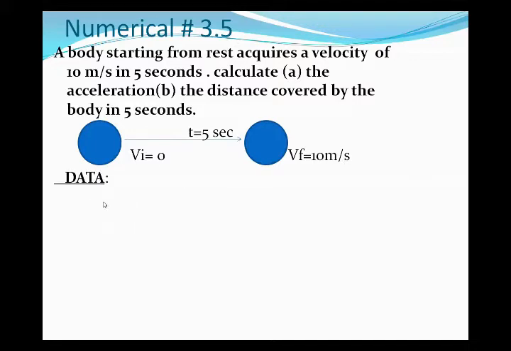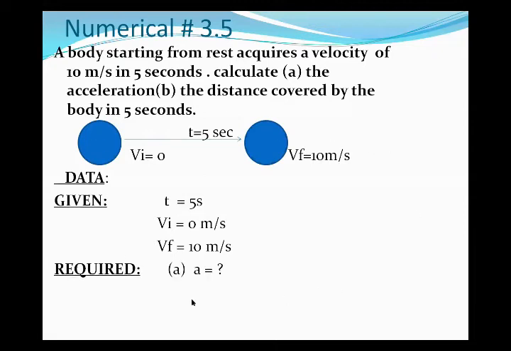So in the data, first we will write given. So in given, t is equal to 5 seconds, initial velocity is 0 meter per second, final velocity is 10 meter per second, which I have presented in this picture. So after that, what do we require? First we require the acceleration, then we require the distance. Acceleration is represented by a, distance is represented by s. Now we are going to solve it.